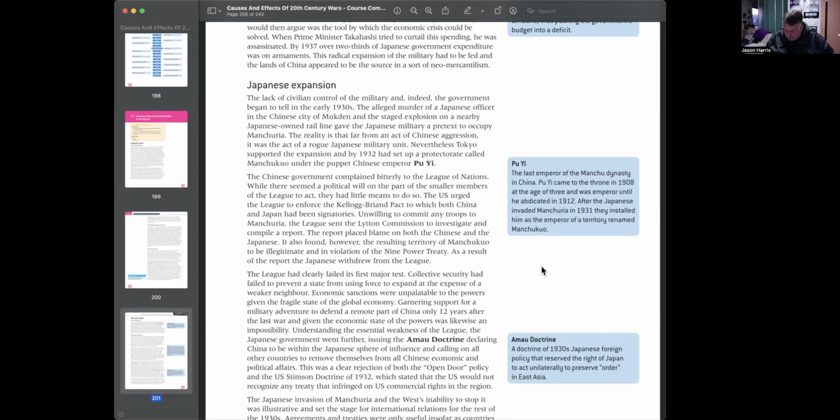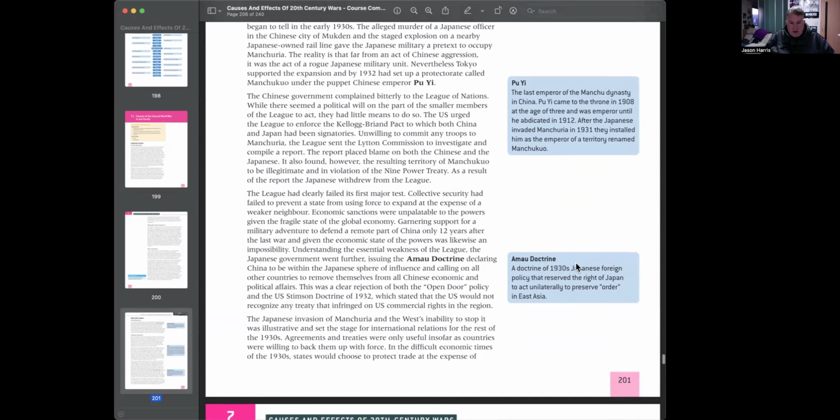Understanding the essential weakness of the League, the Japanese government went further, issuing the Amau Doctrine, declaring China to be within the Japanese sphere of influence and calling on all other countries to remove themselves from all Chinese economic and political affairs. Okay, so that's this down here.